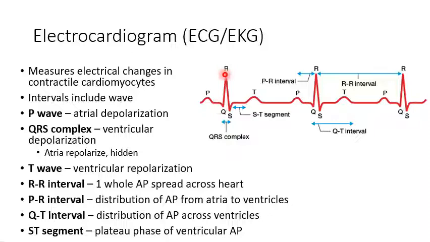Next, you have the QRS complex. You have a little downturn, which is the Q, a giant spike, which is the R, and another little downturn, which is the S. All of that together is the QRS complex, and that represents ventricular depolarization, so when the ventricles are depolarizing. The atria also repolarize during this time period, but you can't see its effect on the ECG because the ventricles depolarizing is a really huge signal and it masks it.